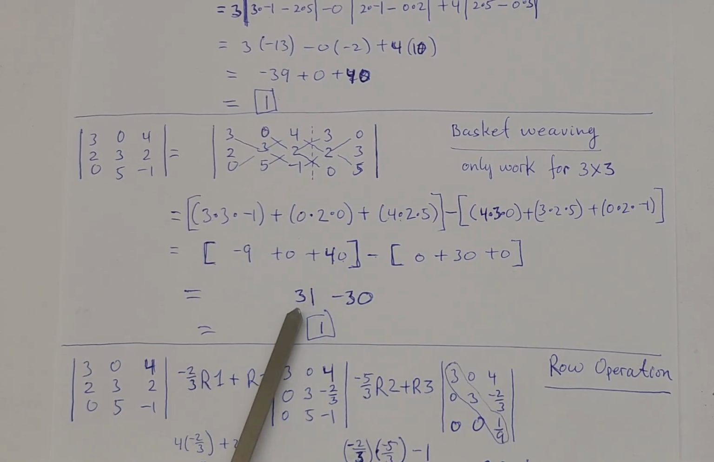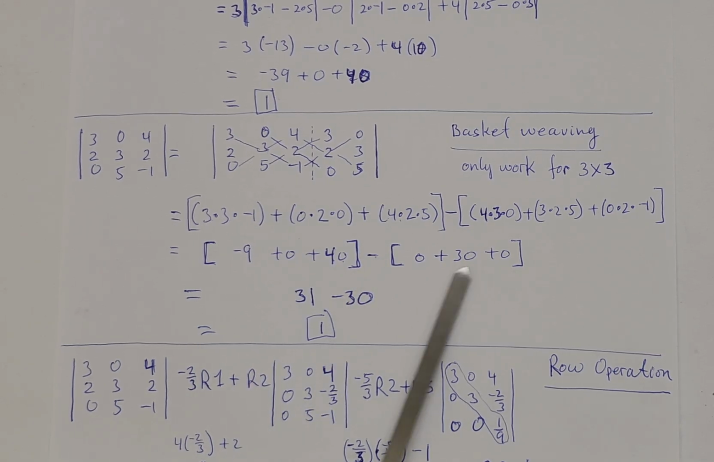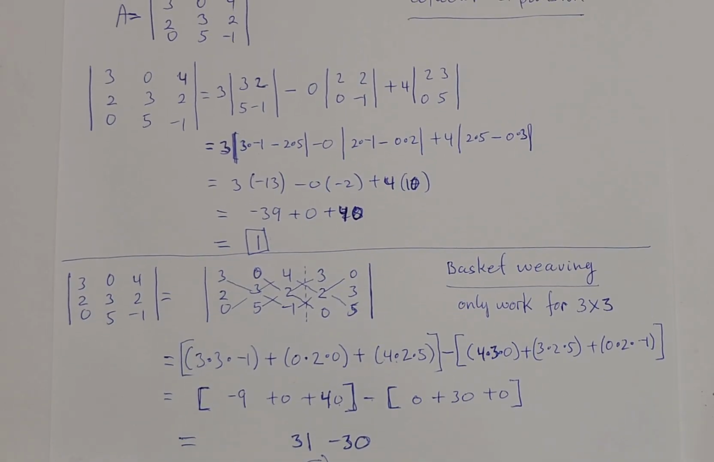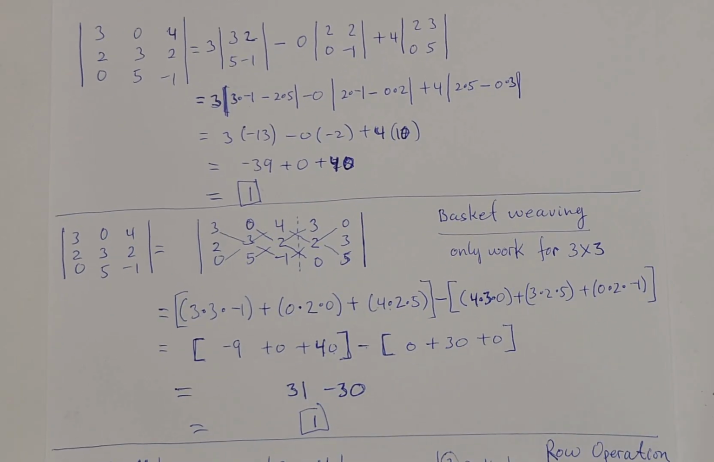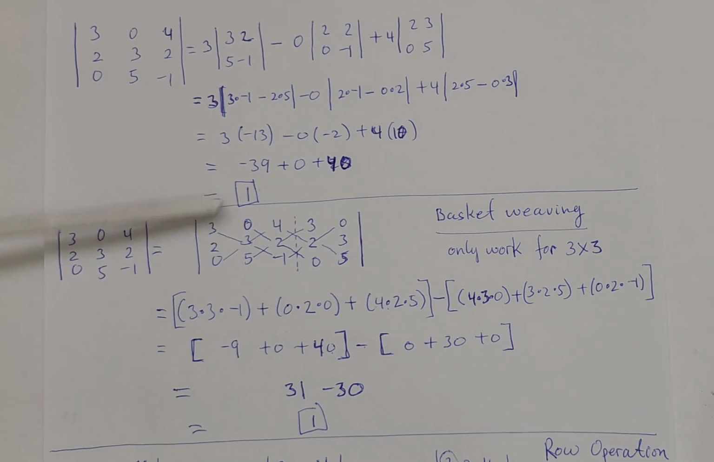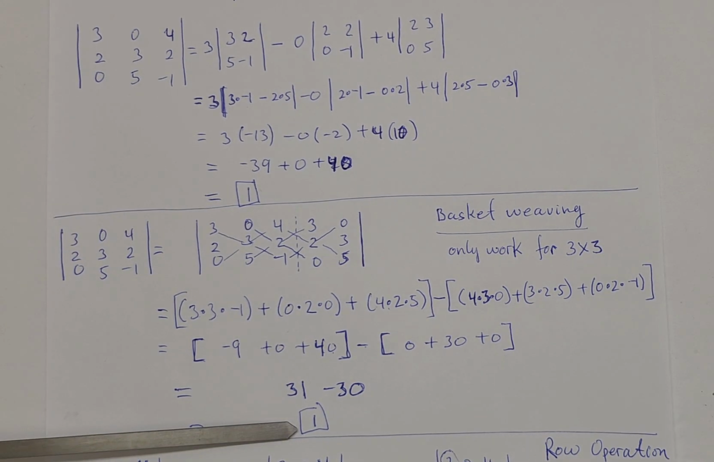-9 plus 40 will be +31, and then minus times 30 will be -30. 31 minus 30 gives me 1. Again, this is called basket weaving, and as you can see, they have the same result. If you use the cofactor method or the basket weaving method, it will come out to the same result.